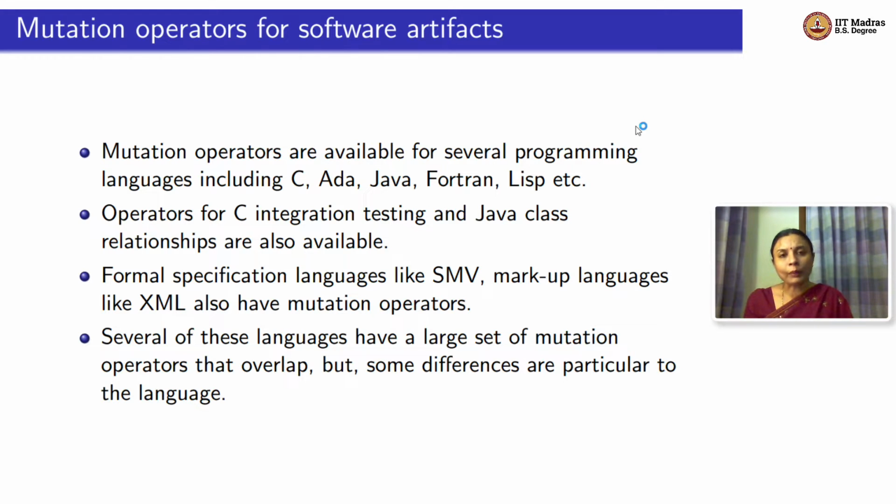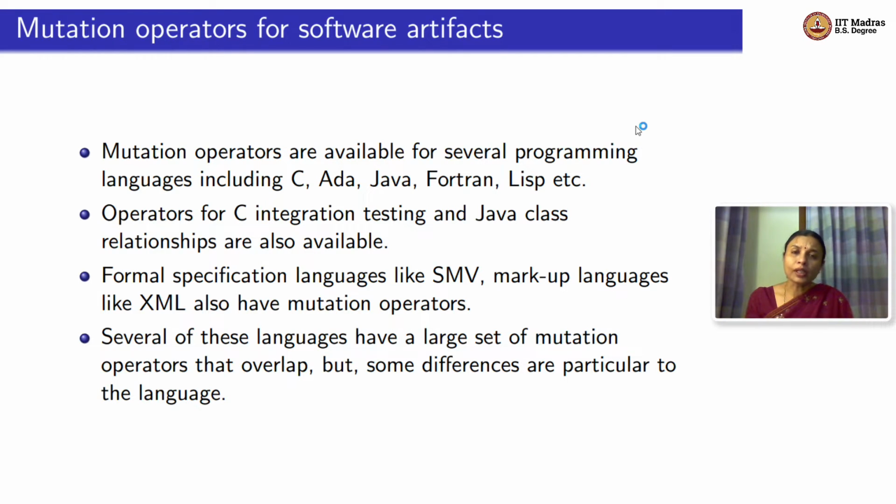Basically, for each programming language, mutation operators are available at the unit level, which lets you make low-level changes to individual statements in the program, like changing a less than or equal to less than in terms of relational operator, changing plus to minus in terms of an arithmetic operator, replacing variable references, and so on.